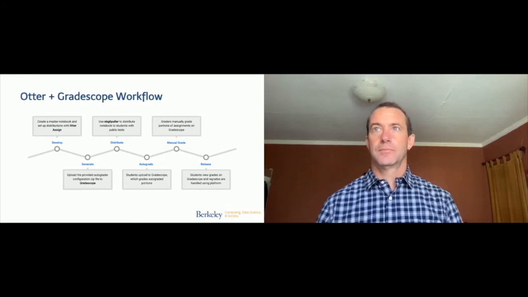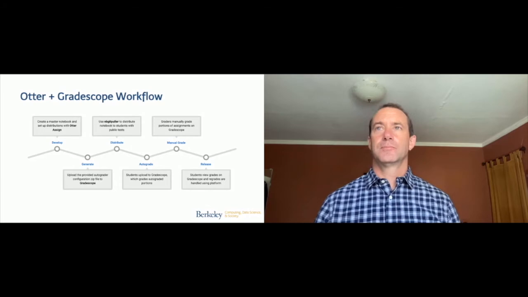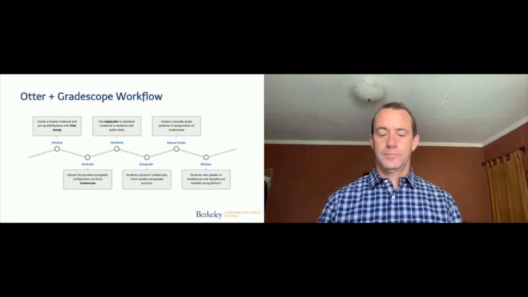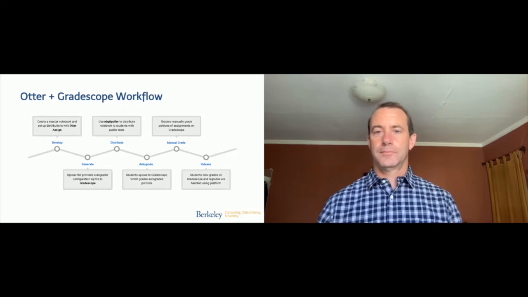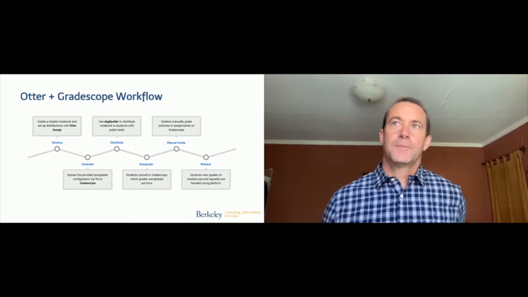Then for manually graded portions of the assignment, you would just use Gradescope's built-in grading interface to do that. There's a couple different ways of doing it, but it's all there using Gradescope. And then finally, release grades on Gradescope's platform and handle regrades there. So that's kind of the overview of how Otter is used at Berkeley.